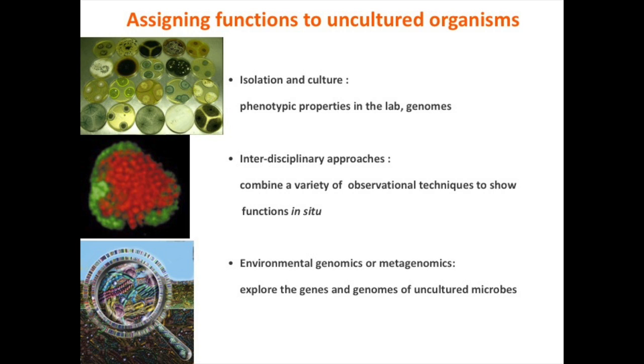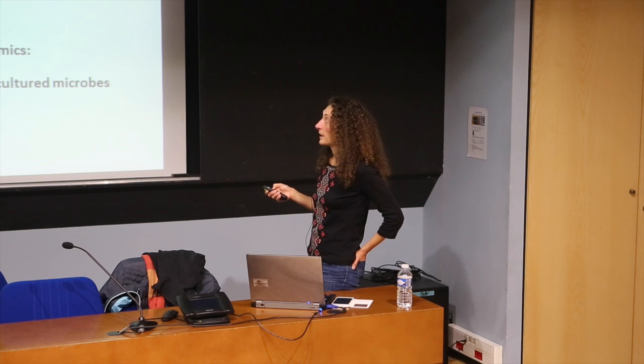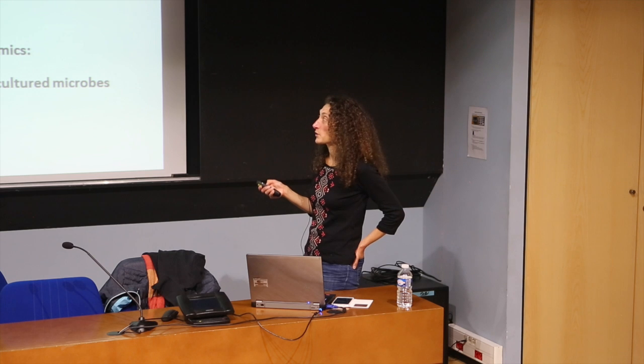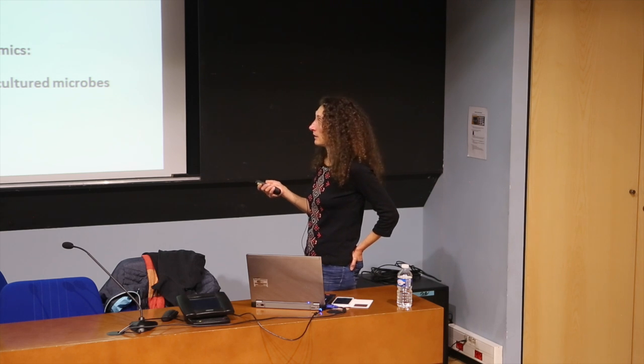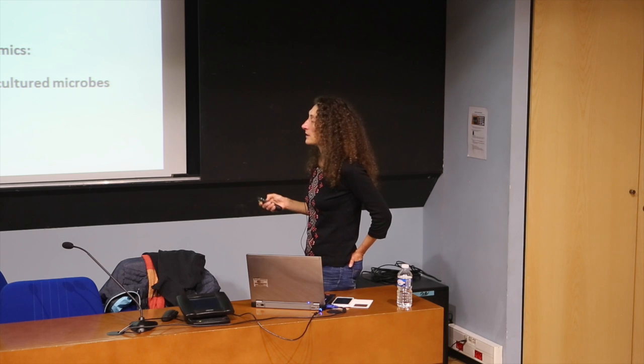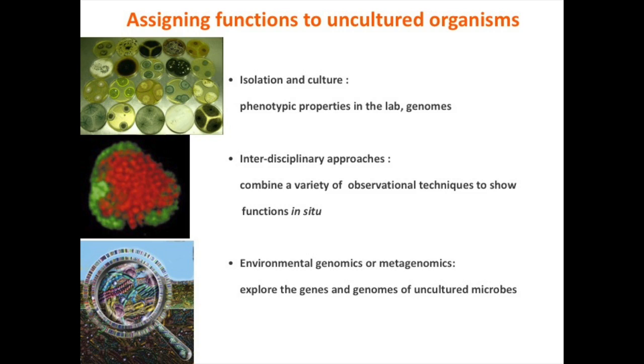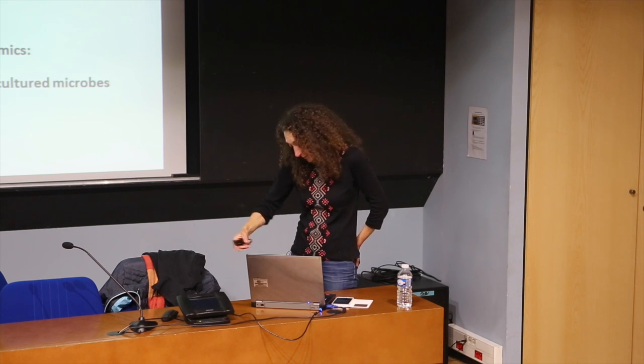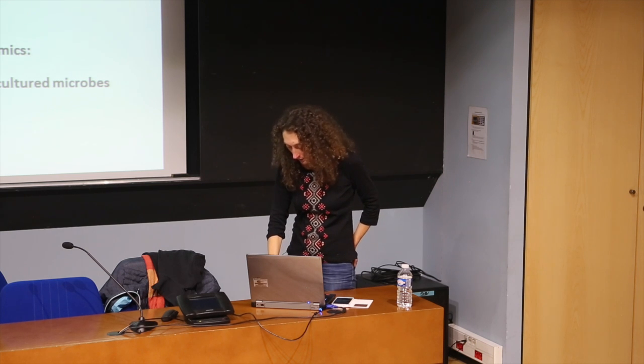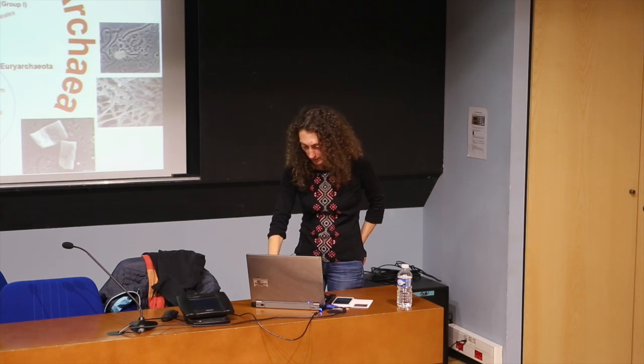So this is just a summary to say that we can either isolate and cultivate these organisms in the lab, and study the phenotypic properties and the genomes. Then we can have interdisciplinary approaches combining a variety of techniques to study microbial functions in situ, in the natural environments. And then we can use genomic or metagenomic approaches to mine genes and their functions in natural communities. So a combination of the three is really the way to go today to learn more about microbial communities.